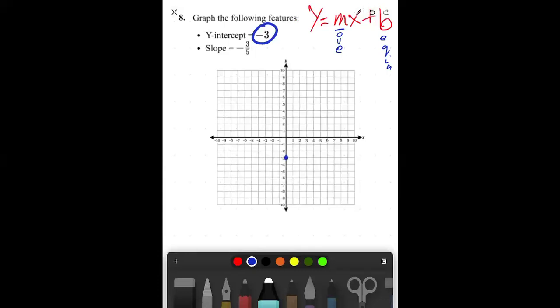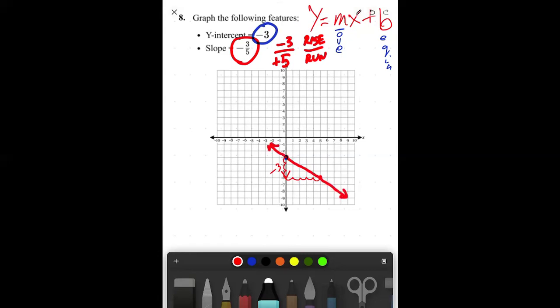Next thing I'm going to do is I'm going to use the slope that they give us. So if the slope is a -3/5, that means that the top, the rise, is a -3, and that means the run is going to be a +5. So that's what I'm going to do. Starting at a -3, I'm going to go down 3 more. 1, 2, 3. And then I'm going to go to the right 5. 1, 2, 3, 4, 5. And this is my next point. There's the line.